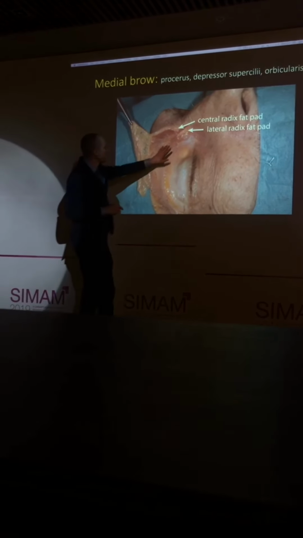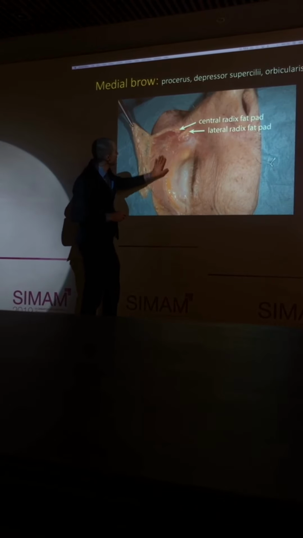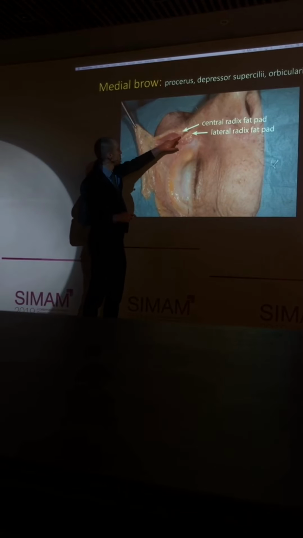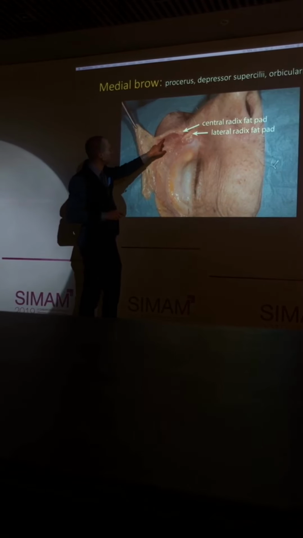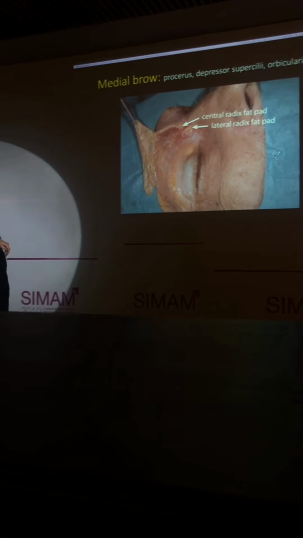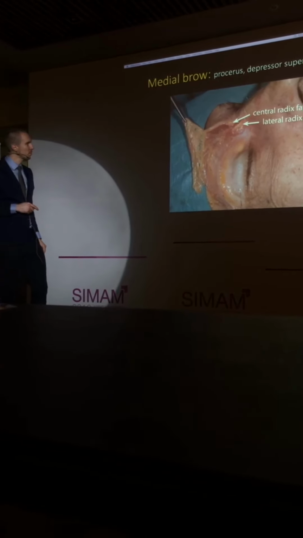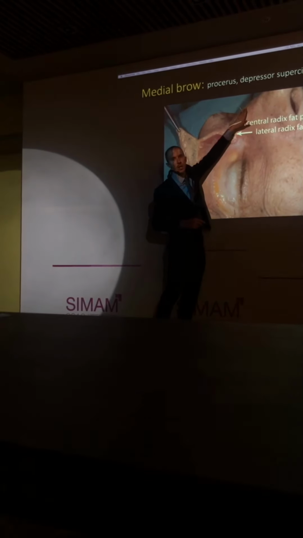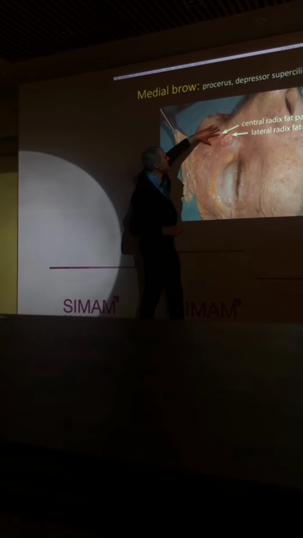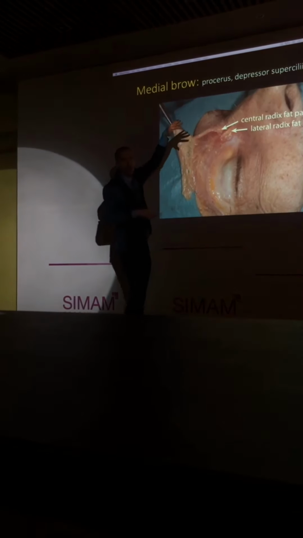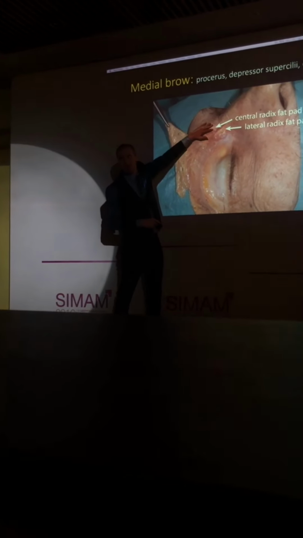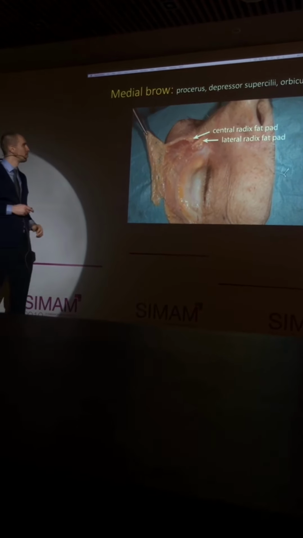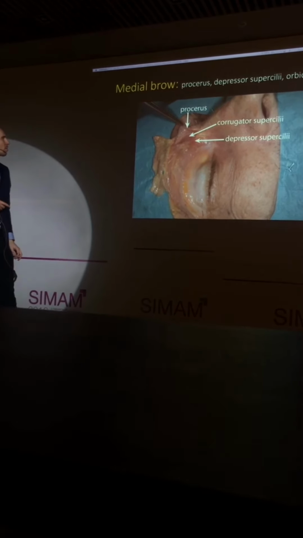You see that the orbicularis oculi is here, and here should be procerus as well. Absolutely, because it comes from the nose. This is procerus. Remember, we said that the procerus is on the bone here, in the radix. And as it goes into the glabella, it comes higher. It becomes more superficial.